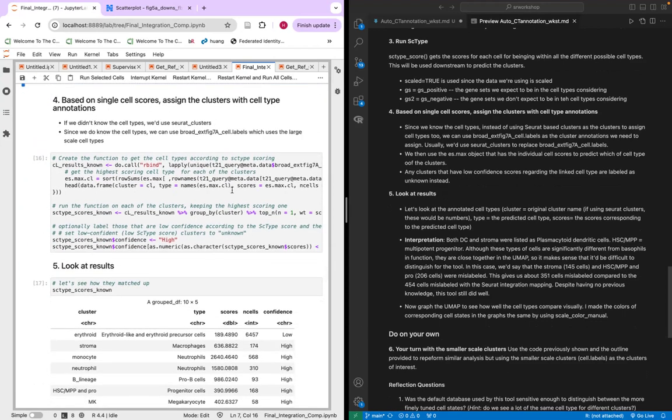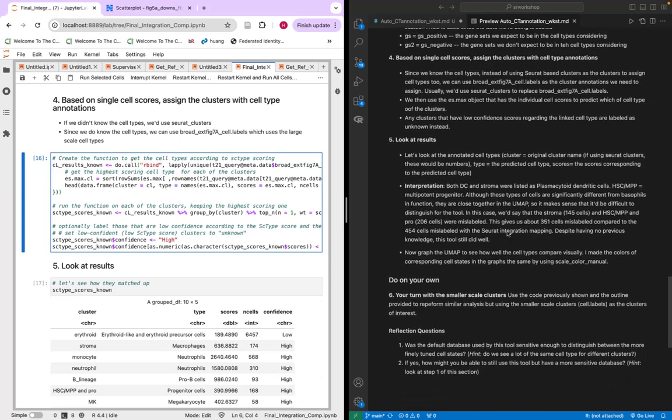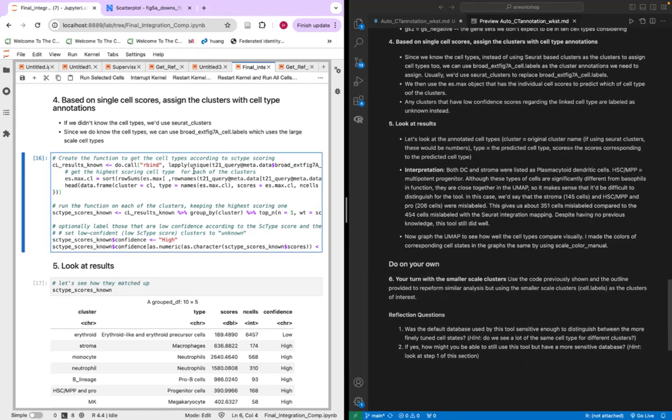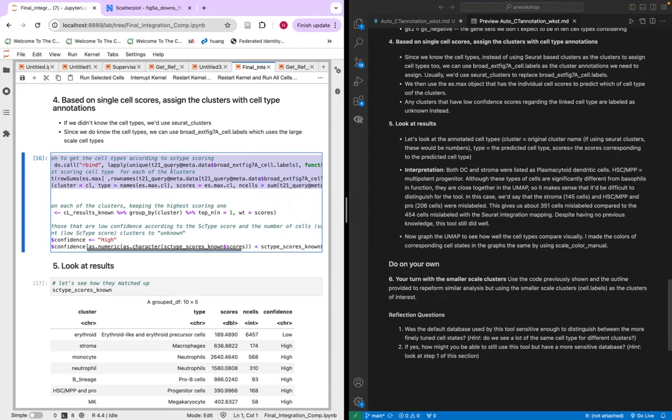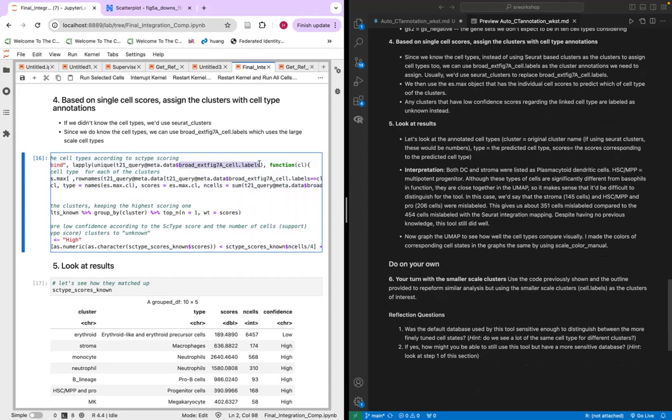And then the fourth step is similar to what we did before. So now that we actually have the single cell data, we need to assign at the cluster level. So in this case, this is just a function that they want us to create. So in this case, we take the clusters of interest, where we're just going to use the broad scale cell types, but you can replace this with Seurat clusters.